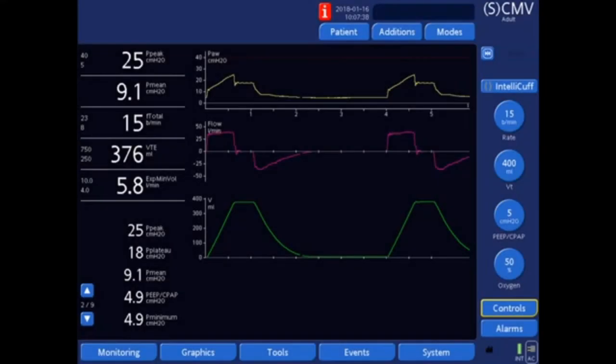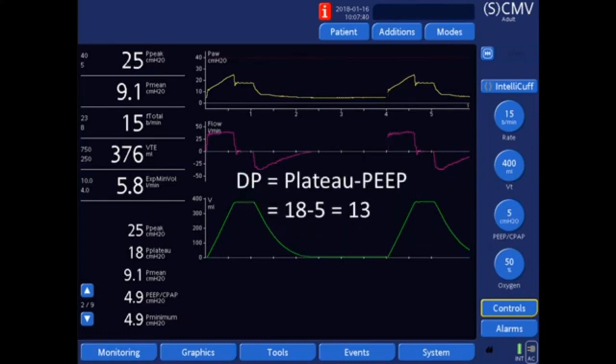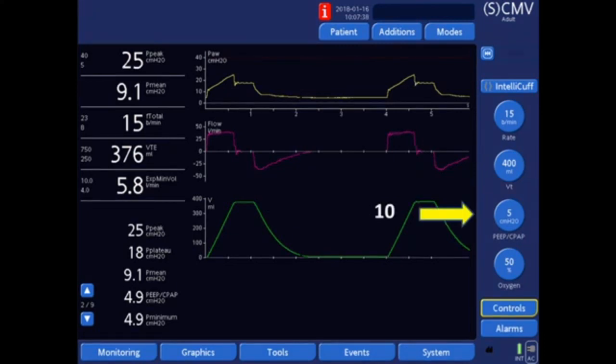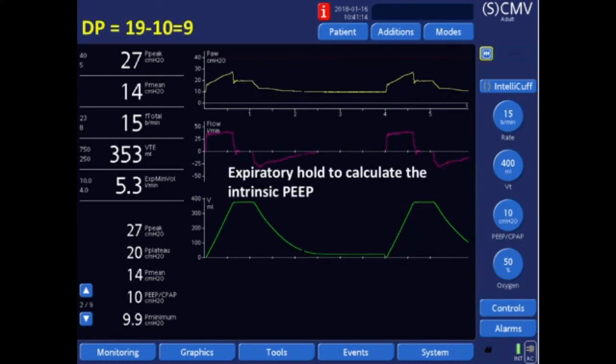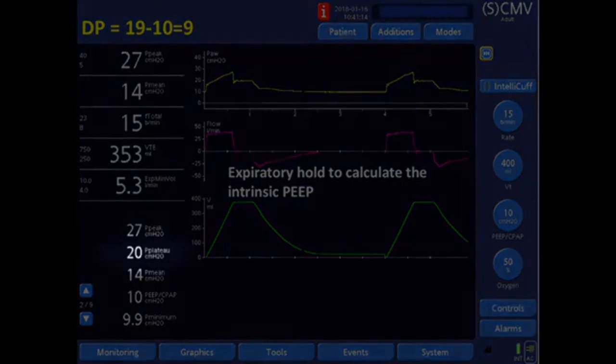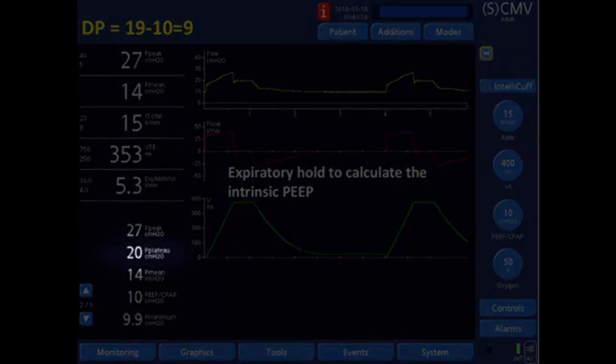Let us look at a ventilator waveform. Let's calculate your driving pressures here. Driving pressure is plateau minus PEEP, which is 18 minus 5 becomes 13. As we mentioned, any changes in the total PEEP can result in changes in the driving pressures. So let's increase the PEEP from 5 to 10 and see for ourselves. What's the driving pressure now? Plateau minus PEEP here is 19 minus 10, which is 9. We see that the driving pressure was lowered without increasing the plateau pressure or the distending pressure.